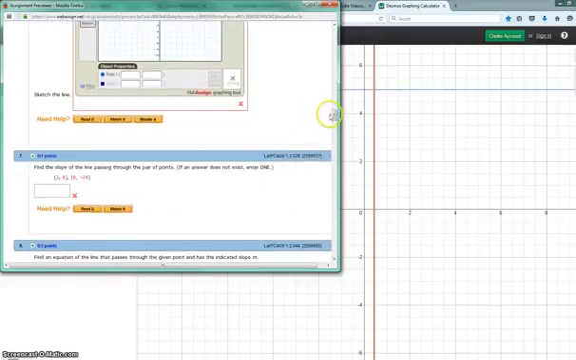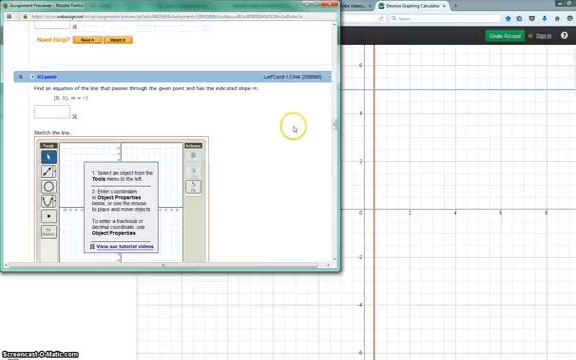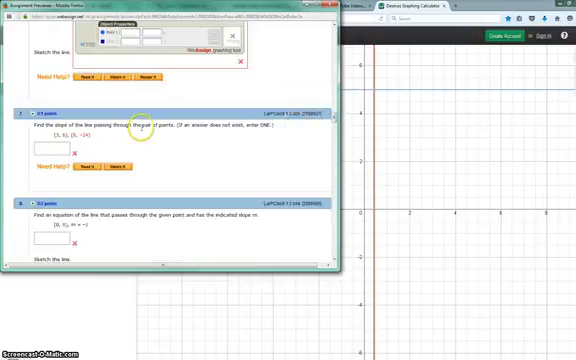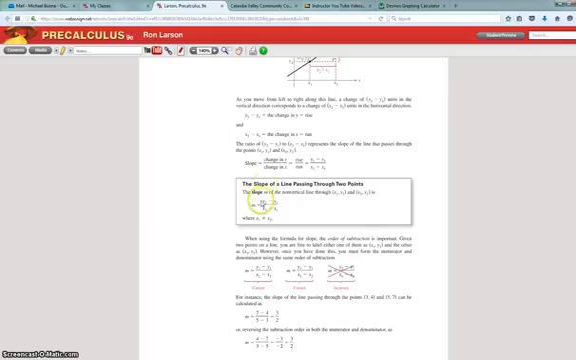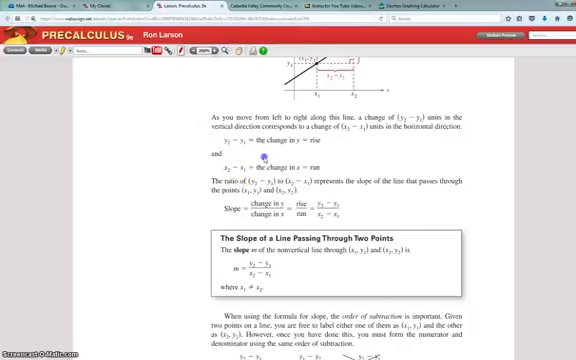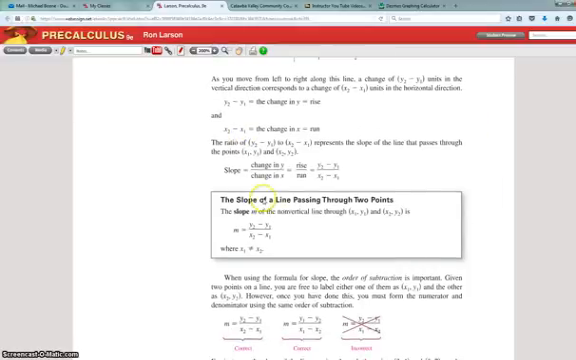And so that should be good. And then they have find the slope of the line passing through a pair of points. An equation that we'll use is this equation. y2 minus y1 over x2 minus x1. And so that's our change in y over change in x. So that's how we find slope between 2 points.